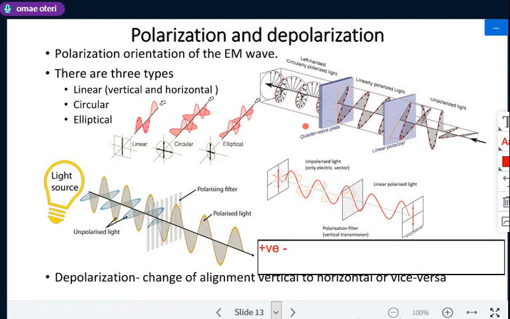So maybe you might not know. Please know that the transmitter and receiver should always be polarized in a similar way. So it should always have similar polarization for proper reception.